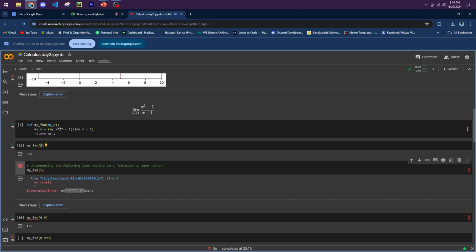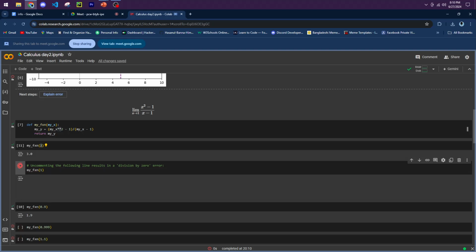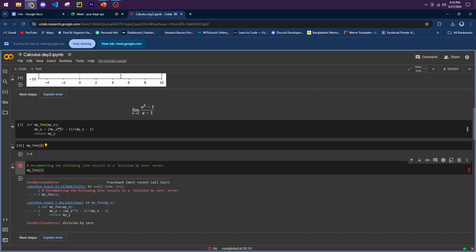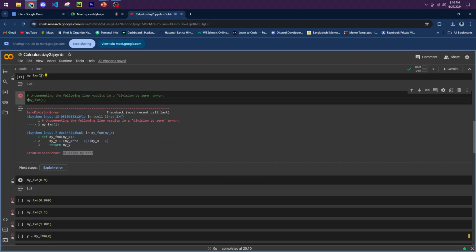It gives me an error because it doesn't make any sense. It is division by 0. Division by 0 doesn't make any sense, right? So now, when we run this again with 0.9, it will give me another output. It is giving me 1.9.